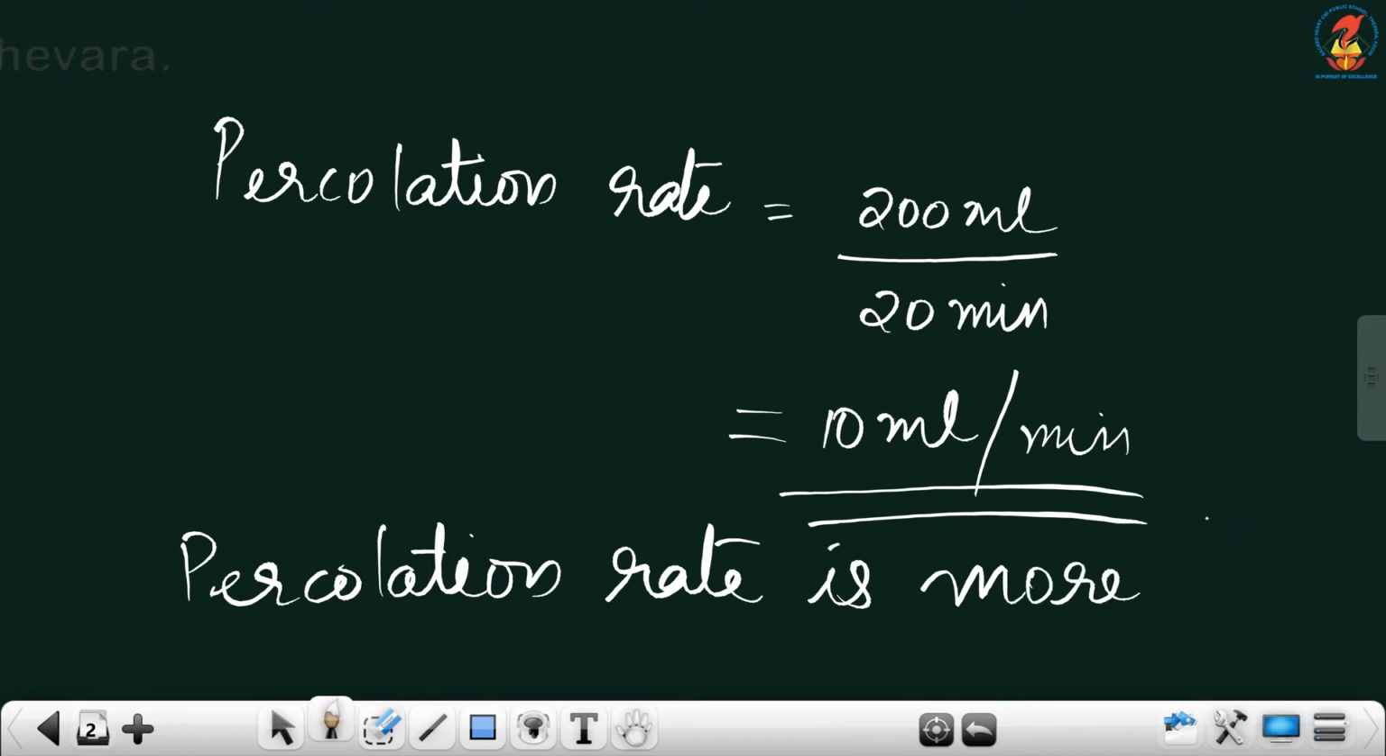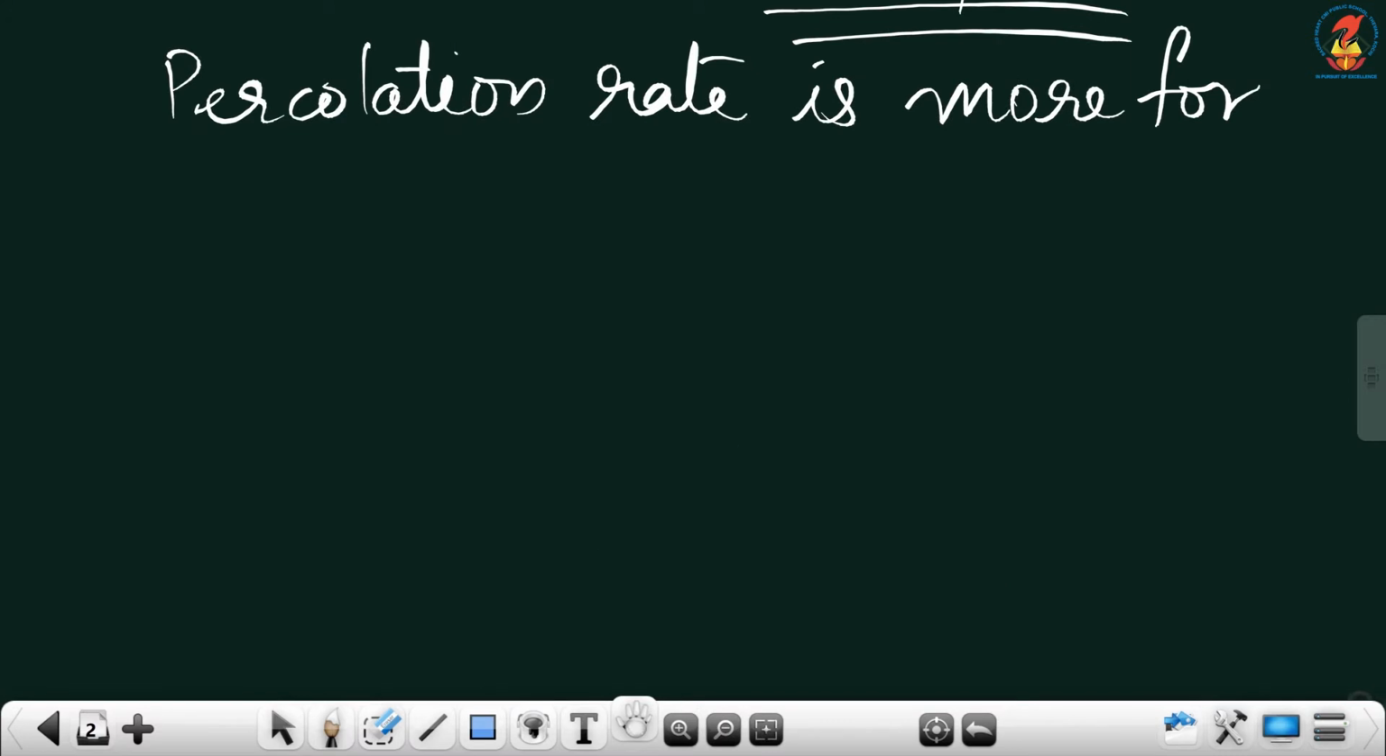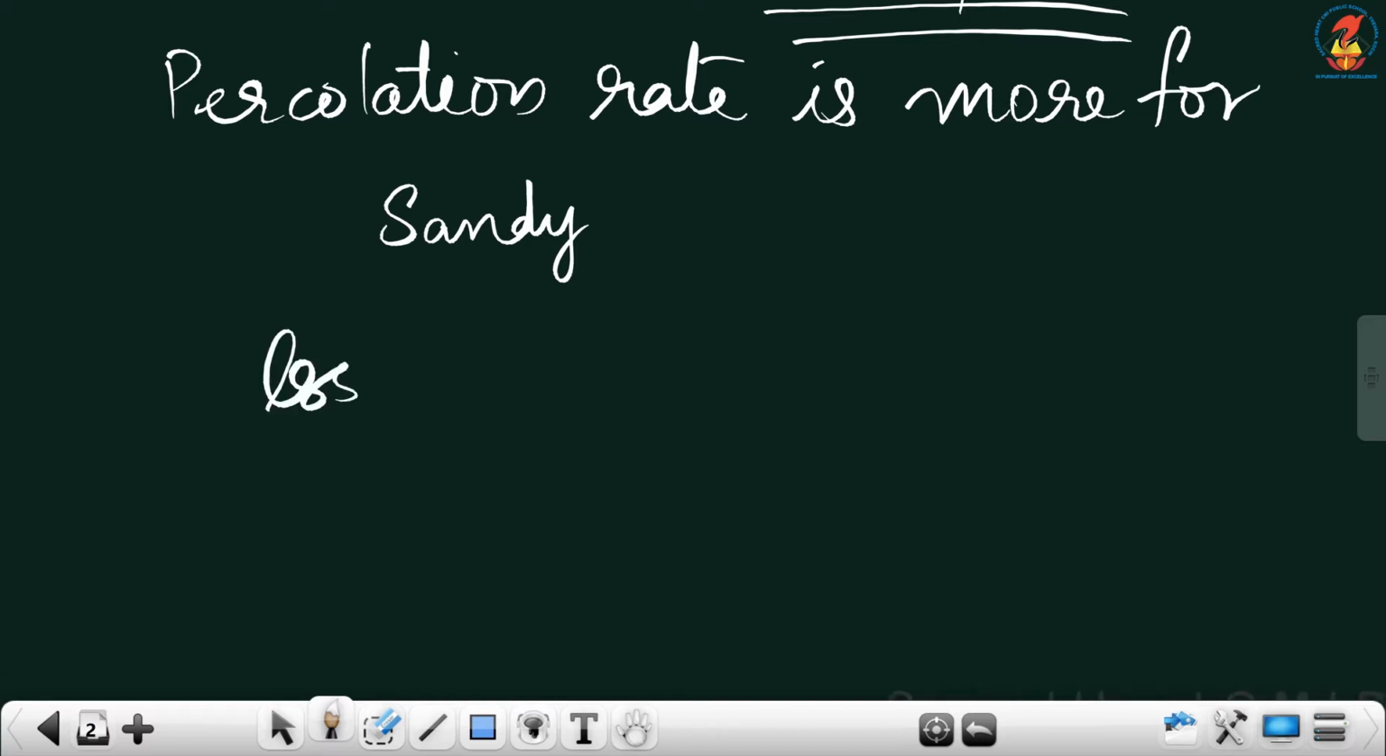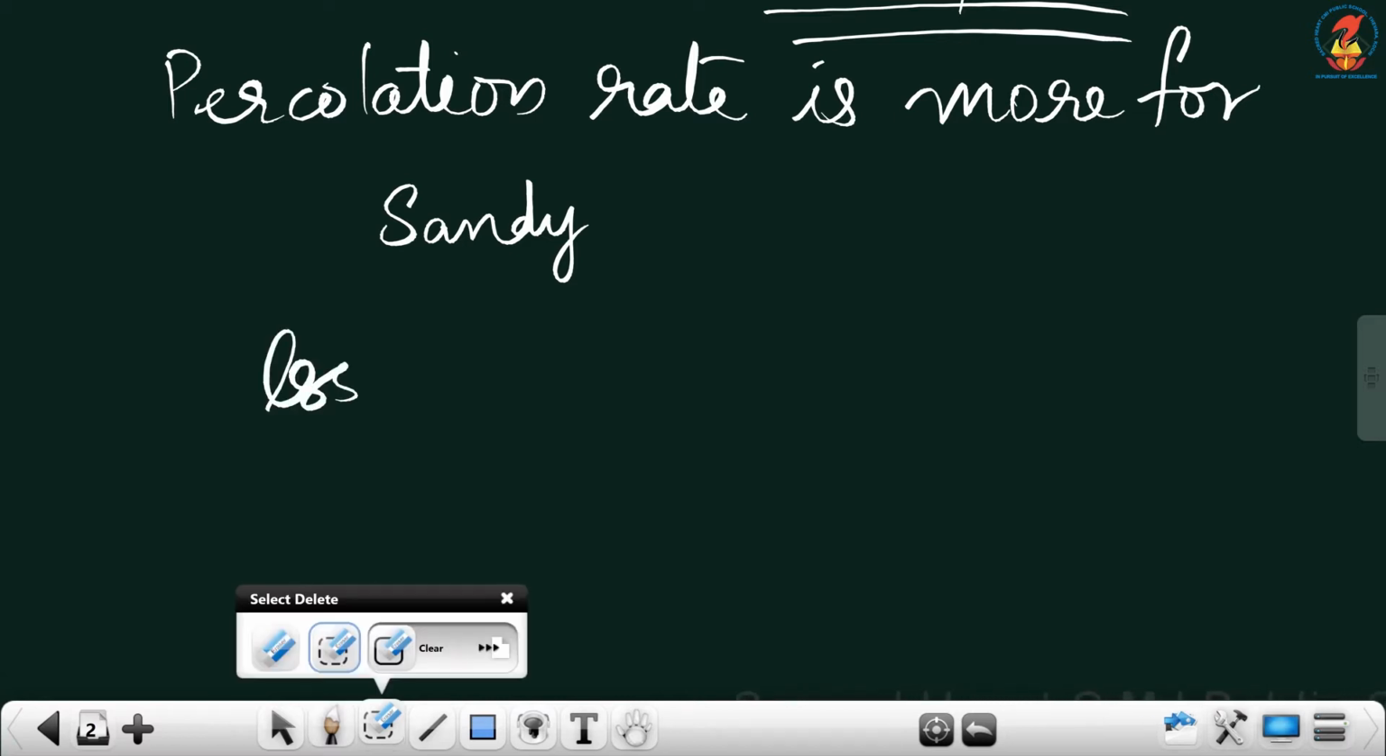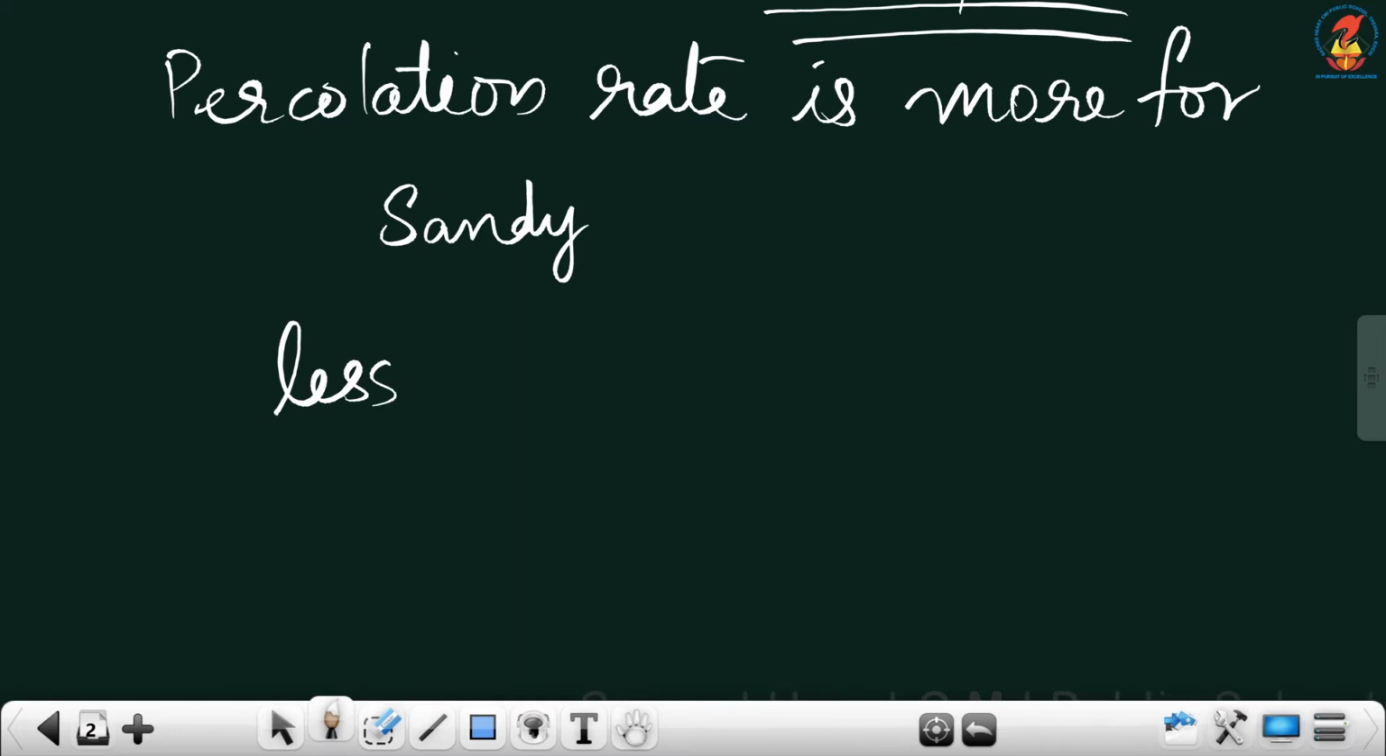sandy soil. Percolation rate is more for sandy soil, and percolation rate is less for clayey soil.